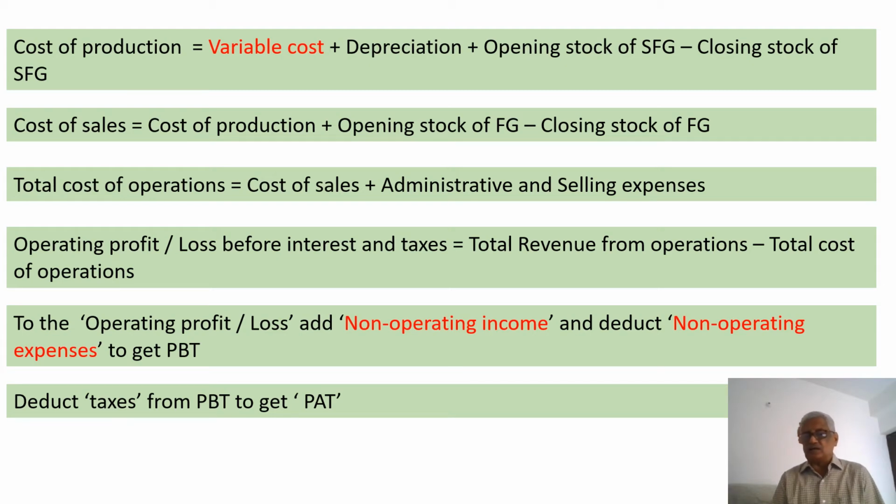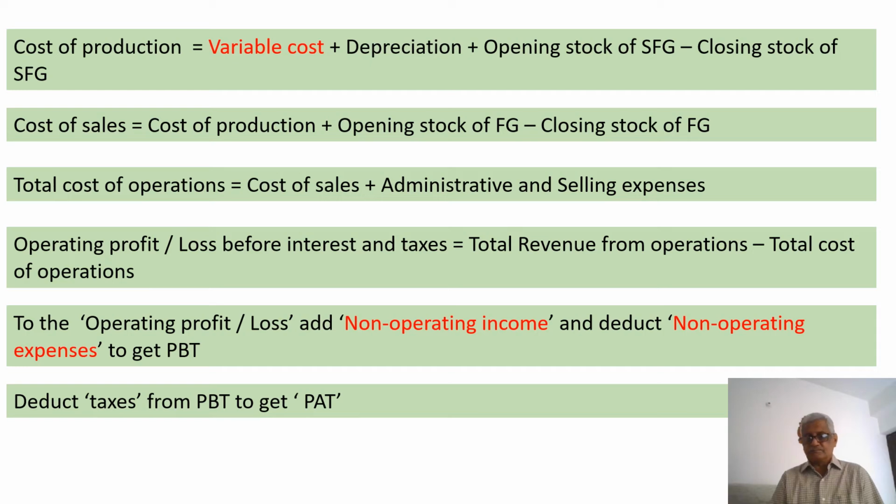Now let us understand what is meant by non-operating income and non-operating expenses. A non-operating income is an income which is not related to the core activity. It could be interest received on fixed deposits, a dividend received on investments, a profit on sale of an investment, or a profit on sale of a fixed asset. Anything like that could be a non-operating income, which is not related to the main activity. Similarly, non-operating expenses could be a loss on sale of a fixed asset, which is one of the examples.